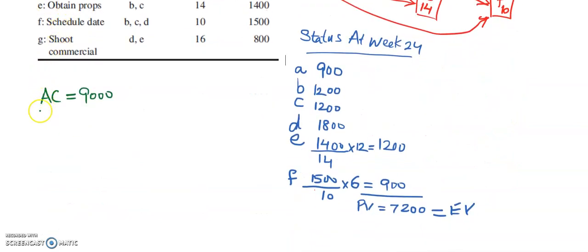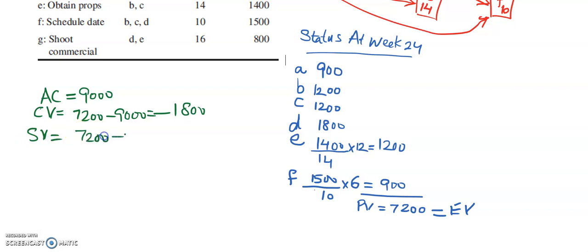So the cost variance is 7,200 minus 9,000, which is equal to minus 1,800. Okay, so in dollars. I'm not putting the dollar symbol over here. Schedule variance is 0. 7,200 minus 7,200 is 0.